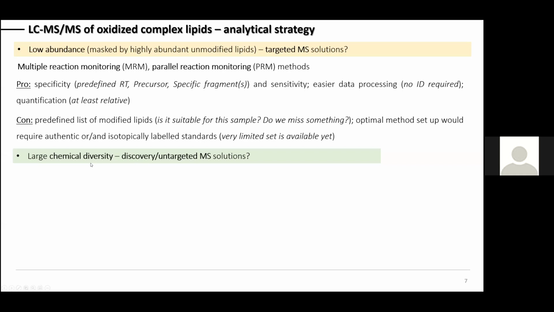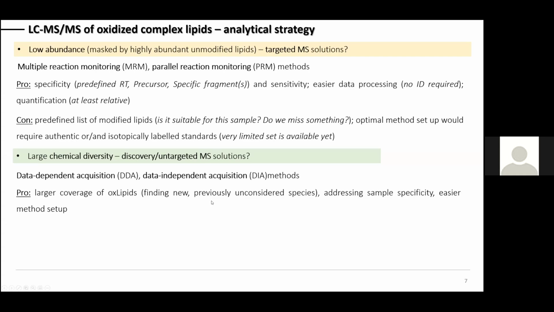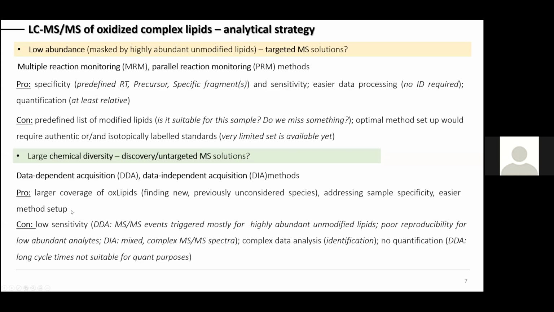And if we want to address this unknown sample-specific epilipidome, we would usually go for discovery or untargeted solutions, so, as we mentioned again today, data-dependent or data-independent acquisition methods. The plus here is that we really can address this large coverage of oxidized lipids, find new and previously undiscovered ones, and address the sample specificity. But on the other hand, these untargeted methods will definitely have lower sensitivity, and we will have much more complex data processing because we actually have to identify all of them.